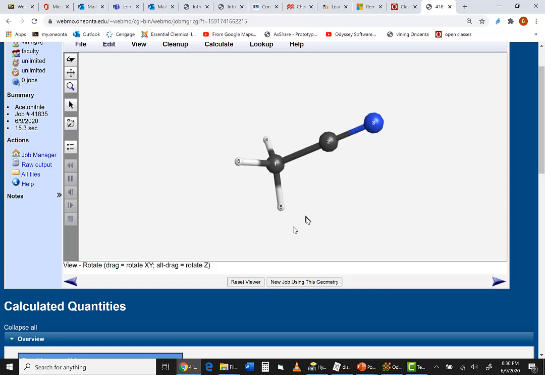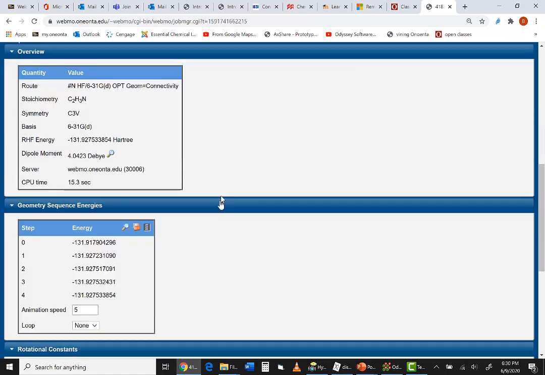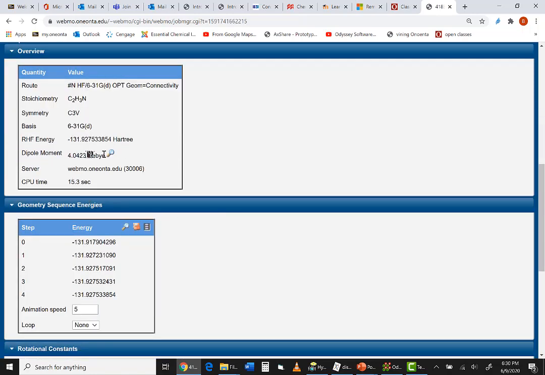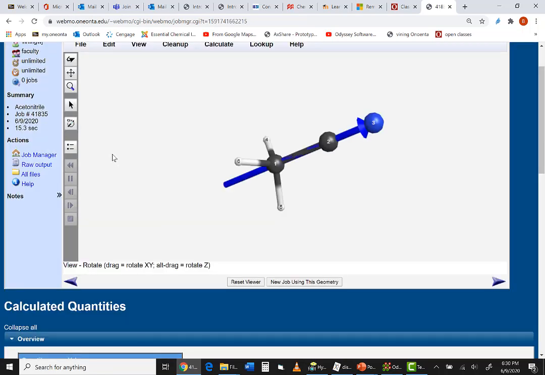Once we have the molecule, we can see things about it. First of all, we can look at the dipole moment. The dipole moment is listed here, 4.04 debyes. If we click on this magnifying glass, we can see that the arrow points towards the negative side of the molecule. This side down here is mostly positive, and the negative charge is pointing up this way. That makes sense, not that the negative charge is just on that atom, but that overall the negative charge goes in the upper right direction.